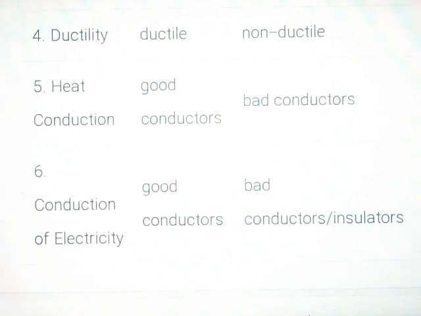Fourth, ductility. Metals are ductile. Non-metals are non-ductile. Fifth, heat conduction. Metals are good conductors. Non-metals are bad conductors. Sixth, conduction of electricity. Metals are good conductors. Non-metals are bad conductors or insulators.